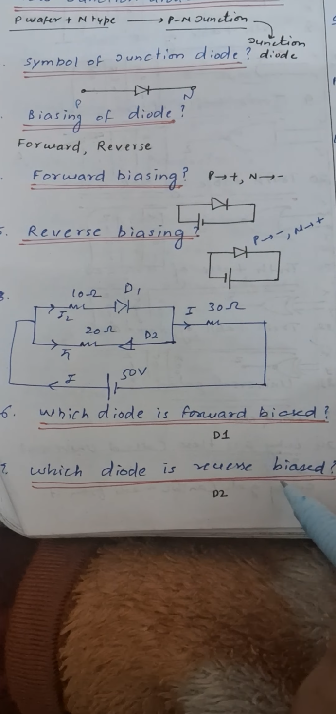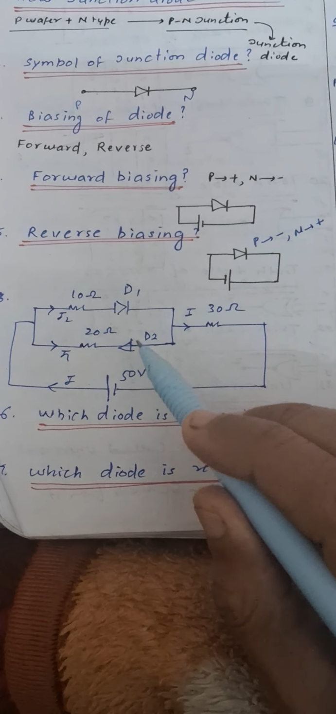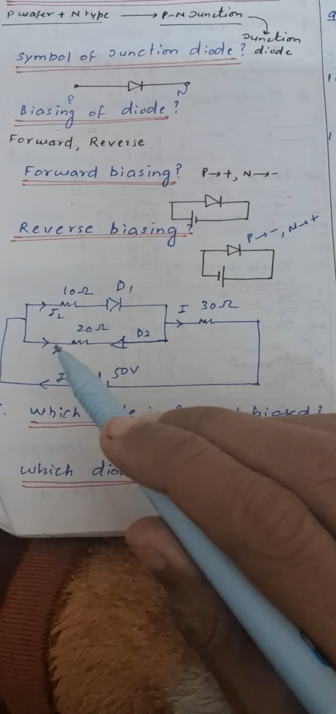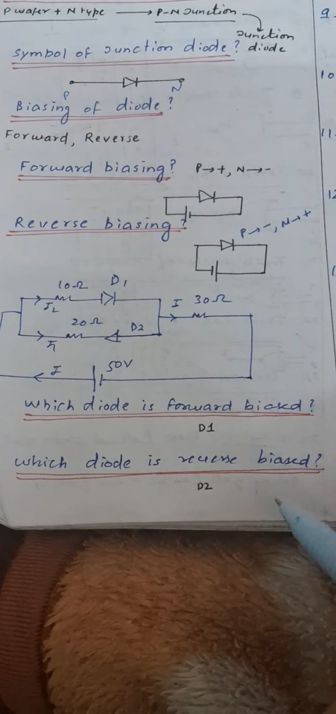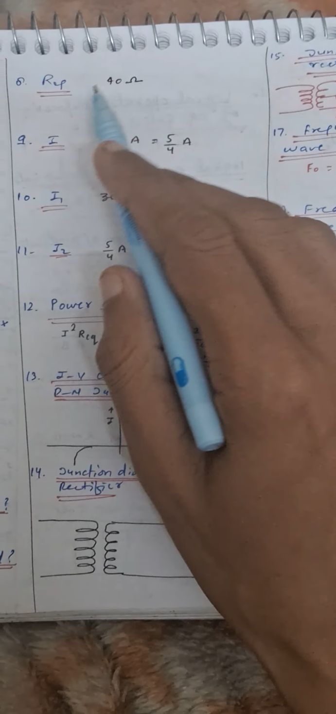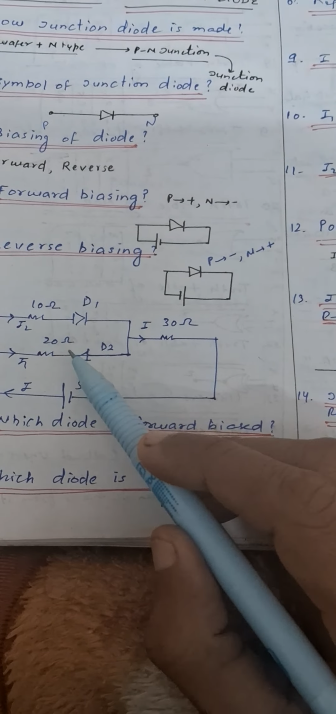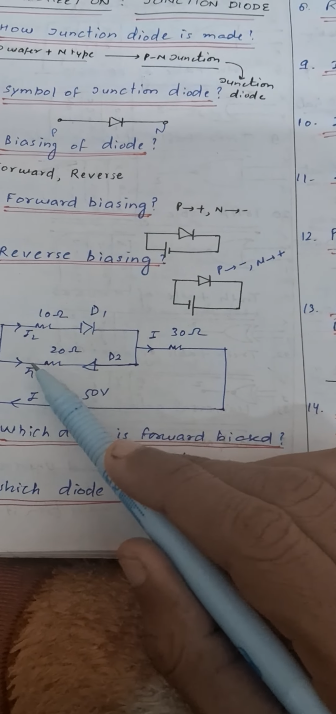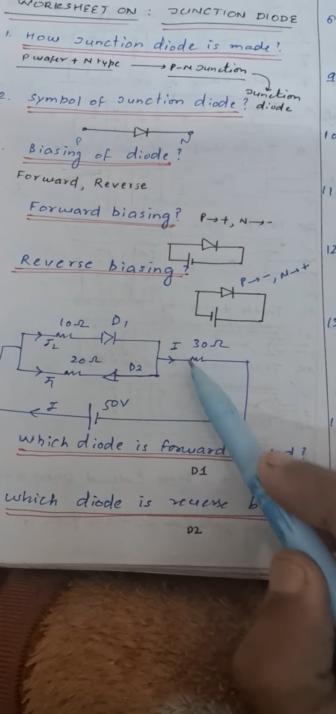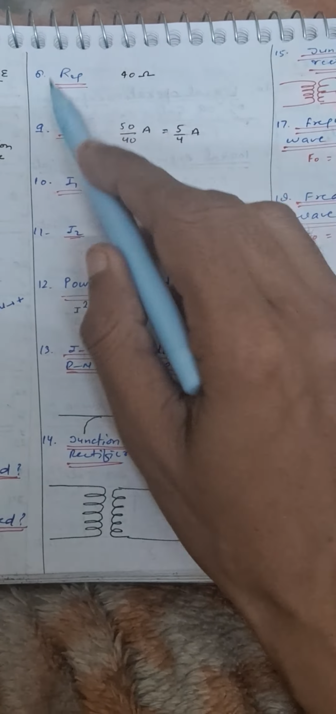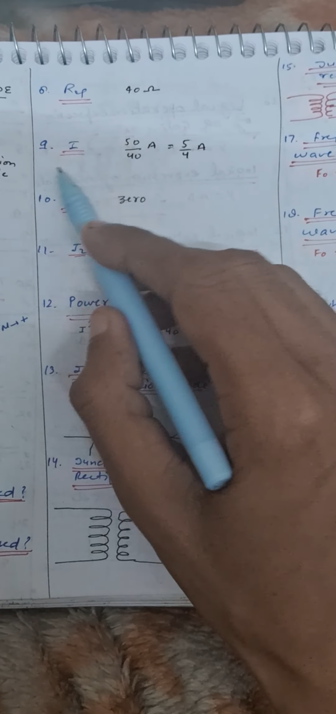Next is which diode is reverse biased. D2 is reverse biased because the direction of the arrow of the diode is opposite to the direction of flow of current. Next is R equivalent. This will provide infinite resistance and the total resistance will be 10 plus 30, which is equal to 40 ohm.